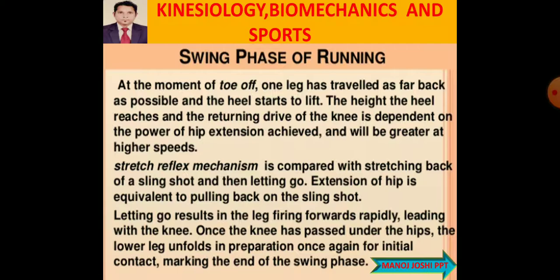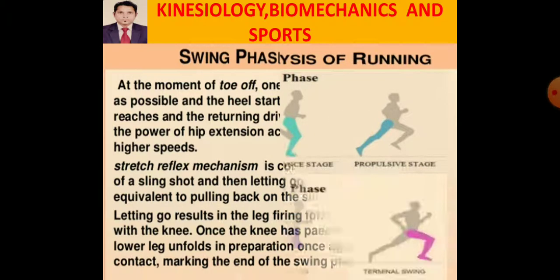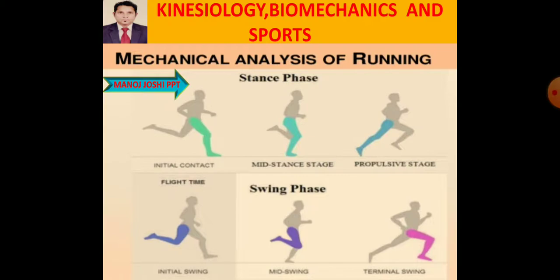Once the knee has passed under the hip, the lower leg unfolds in preparation once again for initial contact, marking the end of the swing phase. Then again the first position will come. Then we will see here some pictures. I will show you. So we can see here, first is the initial contact phase, mid stance stage, and propulsive stage when the person is propelled forward. The flight stage is the initial swing phase, then the mid swing phase, and then the terminal swing phase.